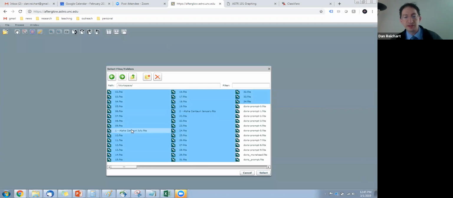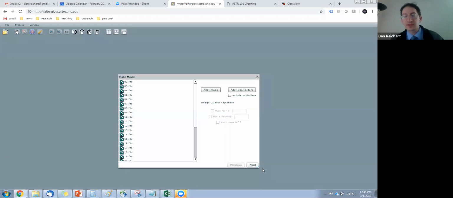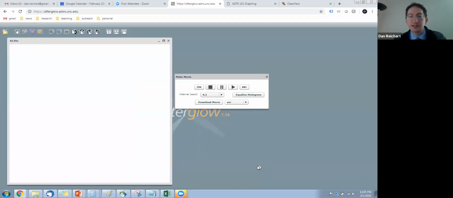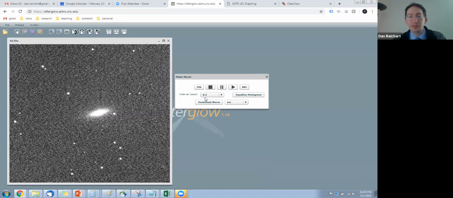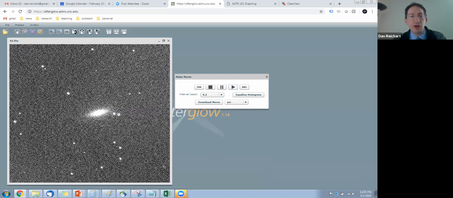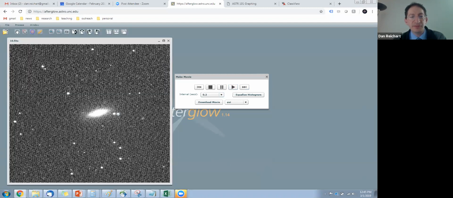Done a little bit, loading the aligned images into the movie maker. Select, next. Again, you press the play button because it will take a second to get all the images in there.